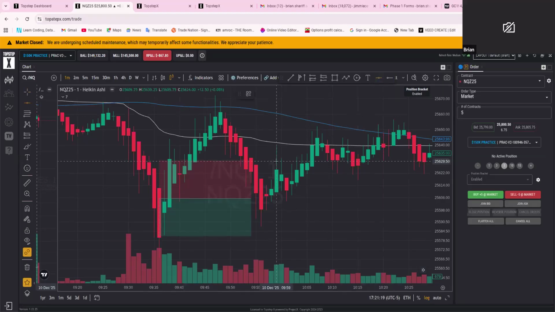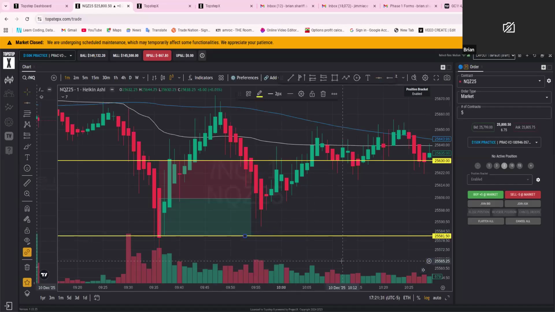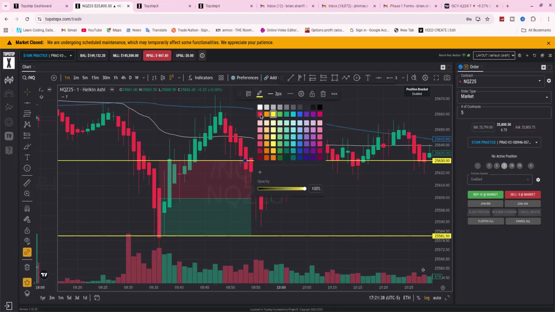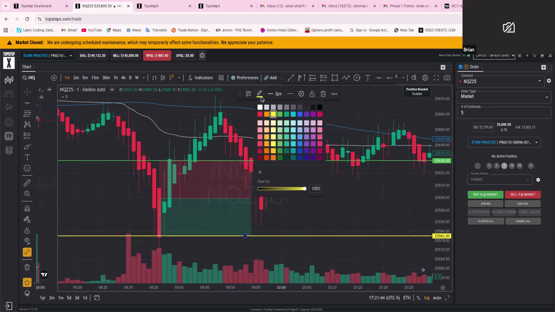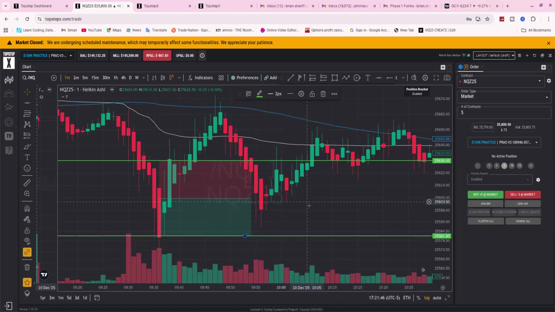The stop loss would have been right here. Once you open the trade, you move the stop loss to the yellow line, and then you move your take profit down here. Boom. Let me change the color on this. I'm going to make it green.